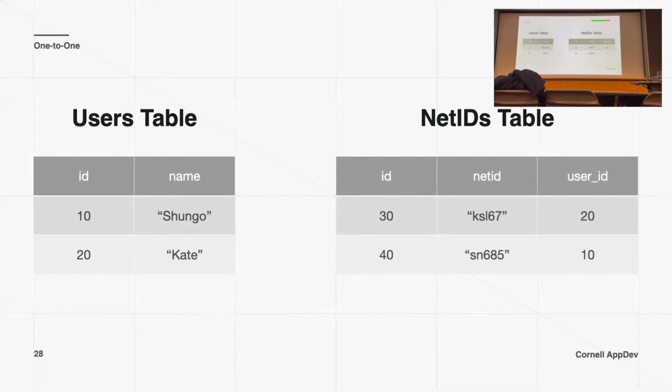So let's see how we display this. Let's say we have a users table, again, with me and Kate in the table. We have IDs 10 and 20 respectively. And in our net IDs table, we have the values KSL67 and SN65, which are our net IDs. It doesn't really matter what the IDs for the net ID table are, but you can see very clearly how the user ID field in the net IDs table directly relates to the ID field in the users table.